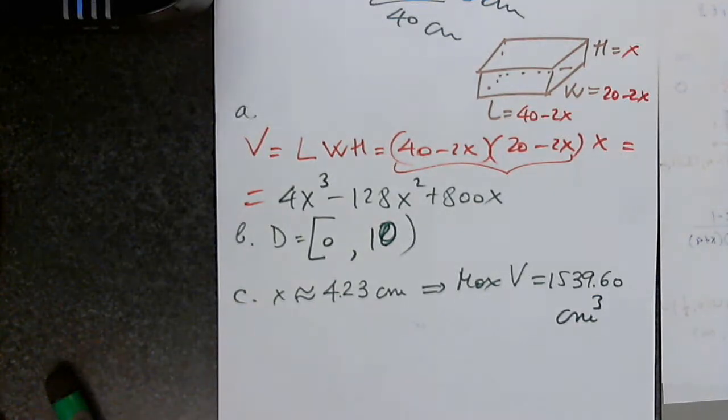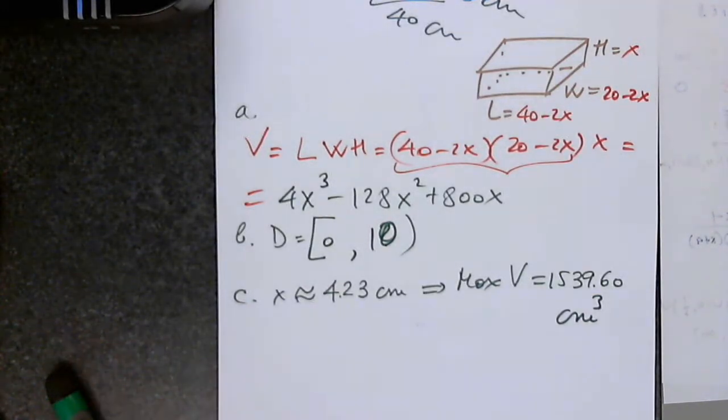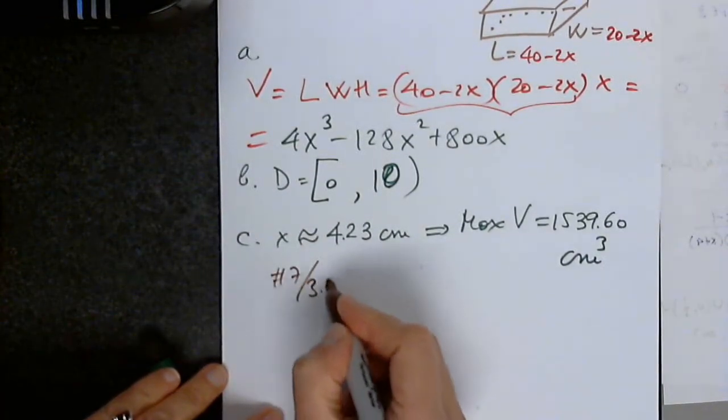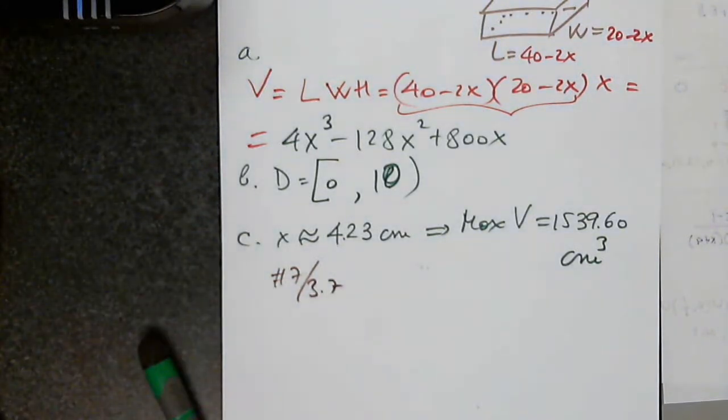I think I can remove the tent now. Any questions? Chris, anything else? Number 7 on 3.7. Number 7 on 3.7. Perfect. Let's take a look. Number 7 on 3.7.